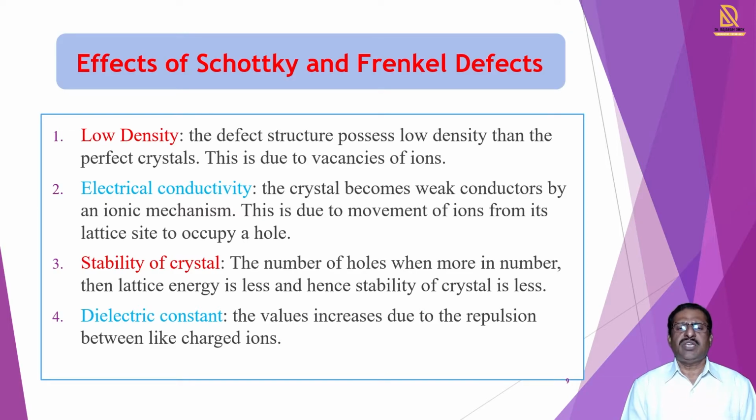Now, what is the effect of this Schottky and Frenkel defect on the different properties of the ionic solid? Different properties of an ionic solid are changed due to the formation of such Schottky and Frenkel defects. The first property that can be affected is density. When there are defects, such a structure has low density because certain space is left in between the ions, and because of that the density of such an ionic solid becomes less.